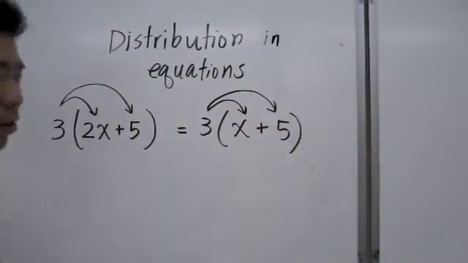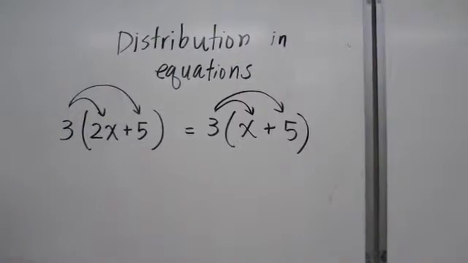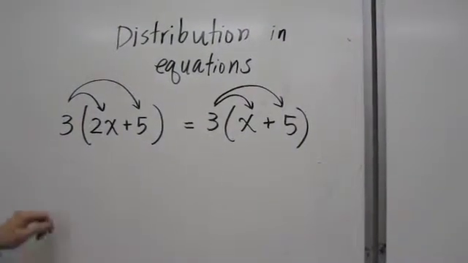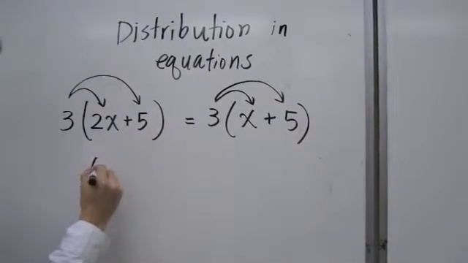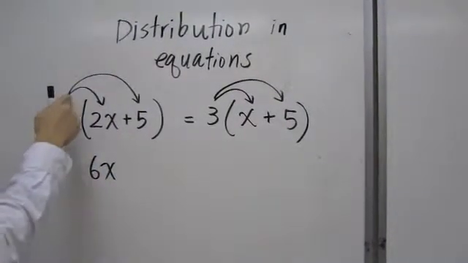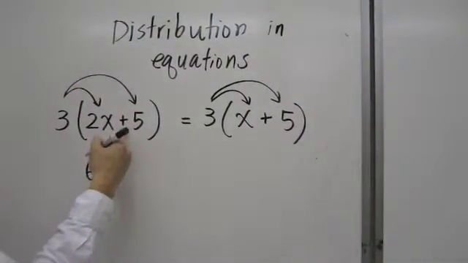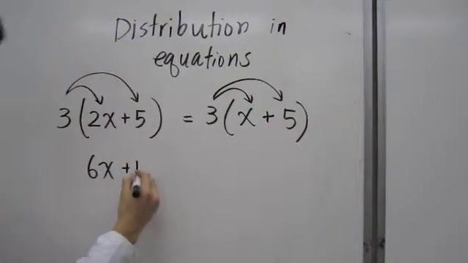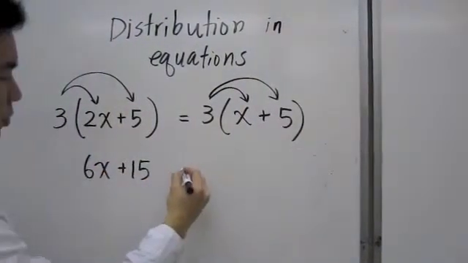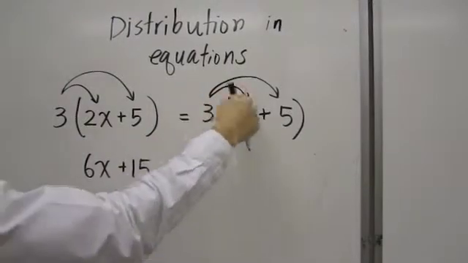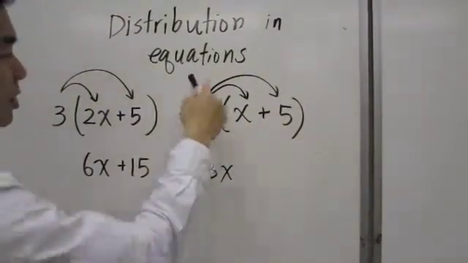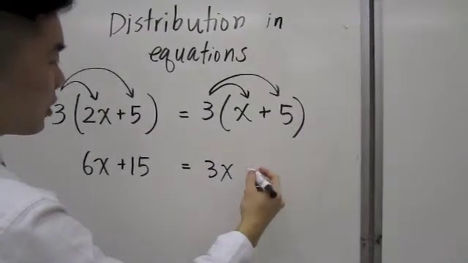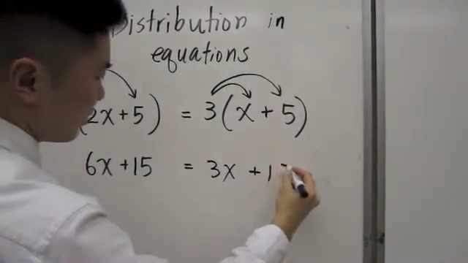Alright, I'm drawing these arrows to indicate how I'm going to be multiplying. So now I have 3 times 2x, which is 6x. I have 3 times positive 5, which is positive 15. And that's equal to 3 times x, which is 3x, and 3 times positive 5, which is positive 15.